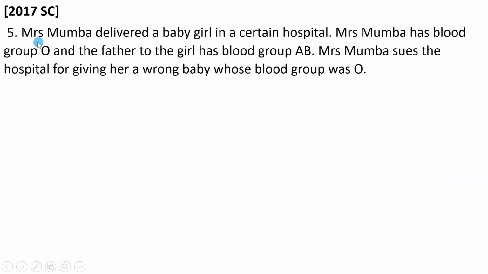The next question came in 2017, and this was question 5, which says Mrs. Mumba delivered a baby girl in a certain hospital. Mrs. Mumba has blood group O, and the father to the girl has blood group AB. Mrs. Mumba sues the hospital for giving her a wrong baby whose blood group was O. Okay, so I'll read again.